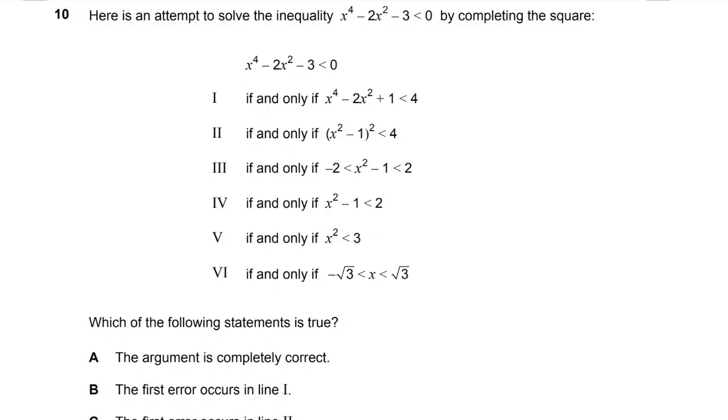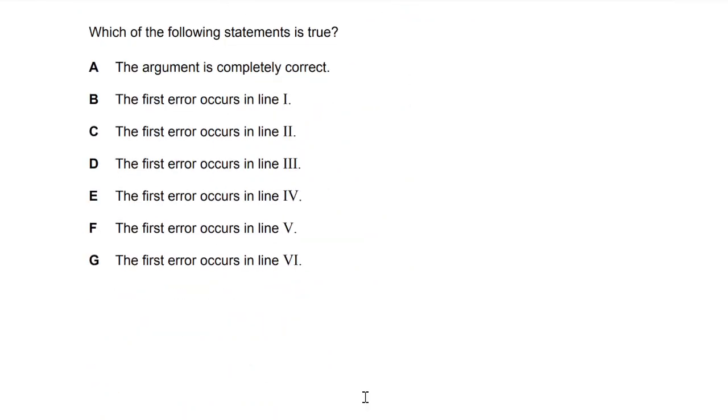Cool. Let's look at an attempt to solve the inequality x to the 4 minus 2x squared minus 3 is less than 0 by completing the square. Okay, again, this is a very classic TMUA question, right? They give you a random proof and then you have to find if there are any flaws in it, yeah? So option A is completely correct, and then option B till, I don't know, option how many, to option G, is asking you to find where the error is.